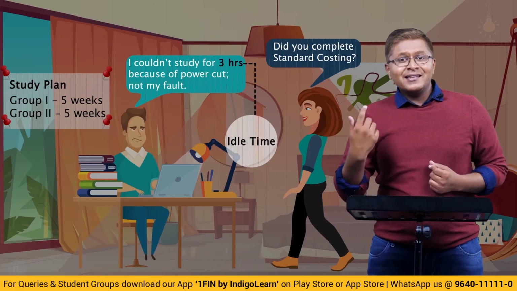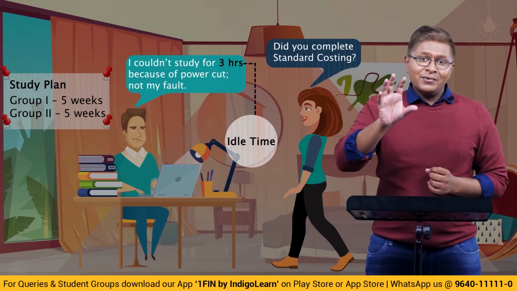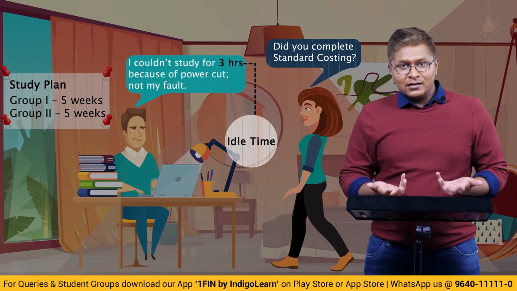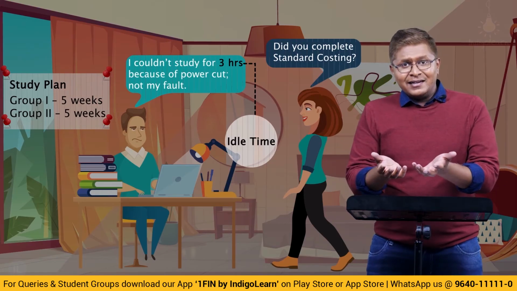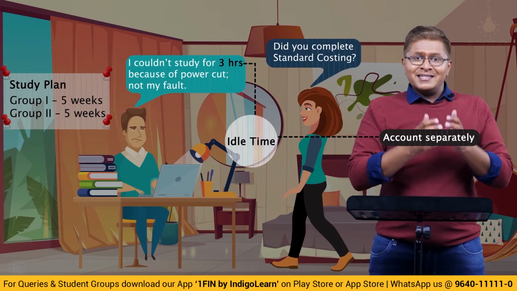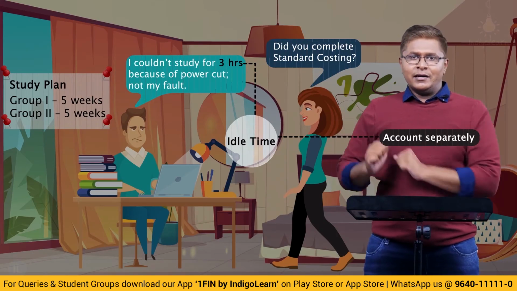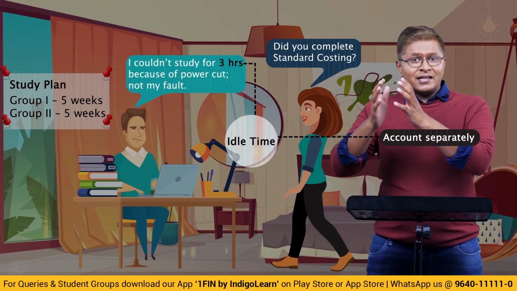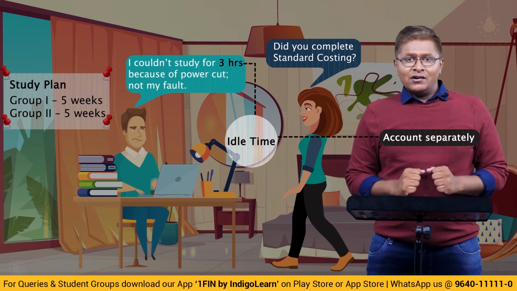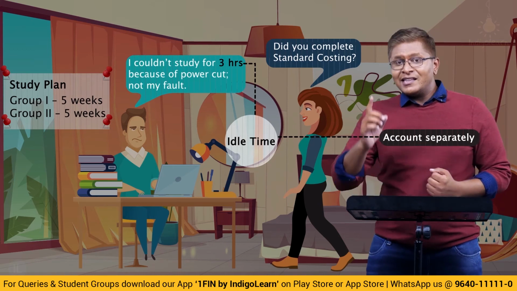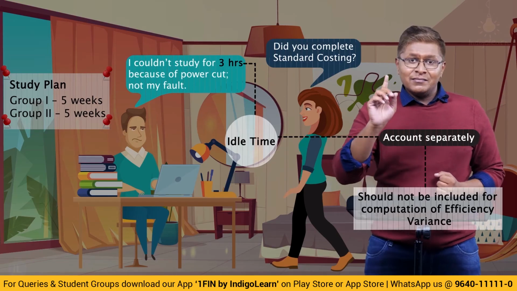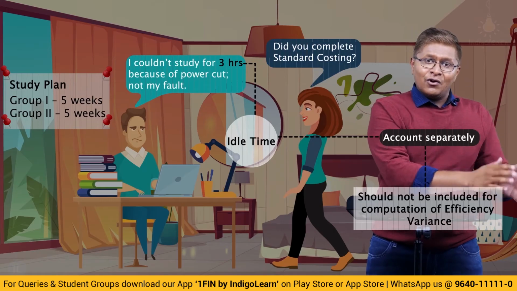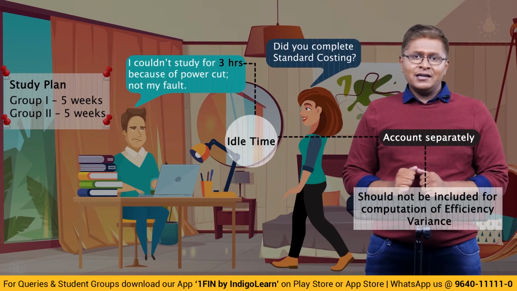Now whenever we are computing the labor efficiency variance, we need to be careful about the time that got wasted or the time for which we were not able to work. This idle time has to be accounted for separately and should be segregated from the labor efficiency variance. So whenever we have labor variance and whenever there is inefficiency in the carrying out of the work, first we will identify whether there was some wastage of time, whether there was some idle time. If there was some idle time, we will remove the idle time and only then calculate what is the labor efficiency variance.